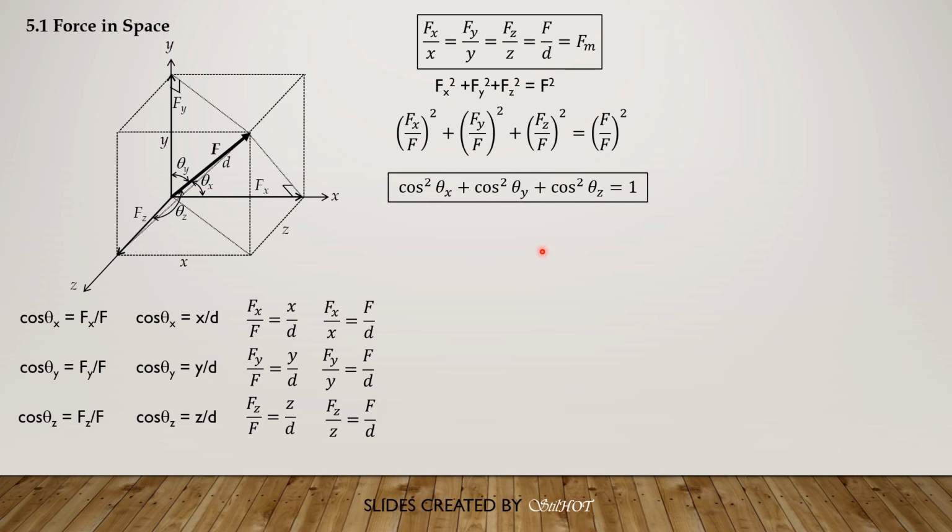And when theta x equals theta y equals theta z, or when this box is a cube, then the angle theta would be equal to 54.74. That is, you just add these 3 cosine squared theta equals 1, then you can solve theta as 54.74 degrees.